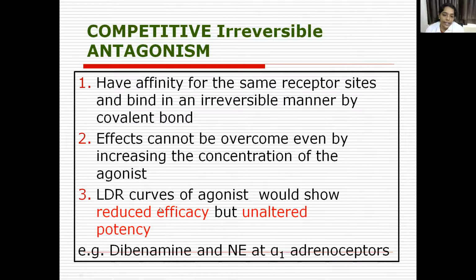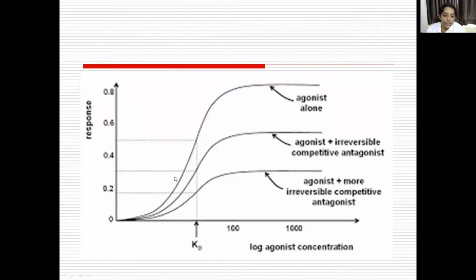So what will happen to the DRC? The DRC of the agonist would show reduced efficacy with unaltered potency. The potency remains almost unaltered. There may be a very slight increase in the potency, but you can see that there will be reduced efficacy. See this curve here. This first curve is for the agonist alone. Since this antagonistic action is irreversible, when you give an antagonist and want to produce the same maximal response, you increase the concentration of the agonist, but still you cannot produce the maximum effect because the antagonist is irreversibly bound to the receptor. So what happens?